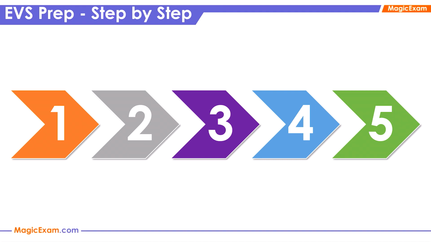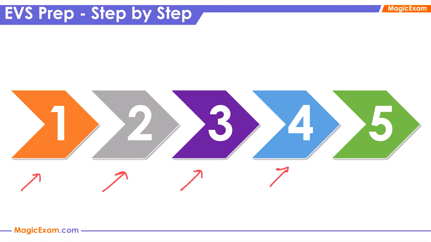So this is the simple 5-step approach to preparing for the EVS part of CTET paper 1. First, you solve at least 2 or 3 question papers and get an understanding of what type of questions you can expect. 2, go to the MagicExam YouTube channel and watch all the videos so that you get a good understanding of how to approach and answer these questions. And in step 3, you are going to go to the EVS textbooks and focus on the important areas and the important chapters that we have discussed in the videos.